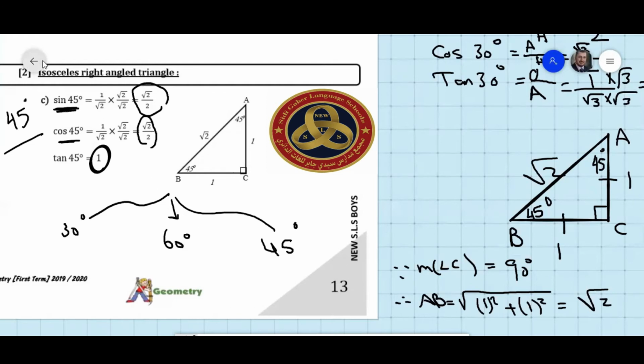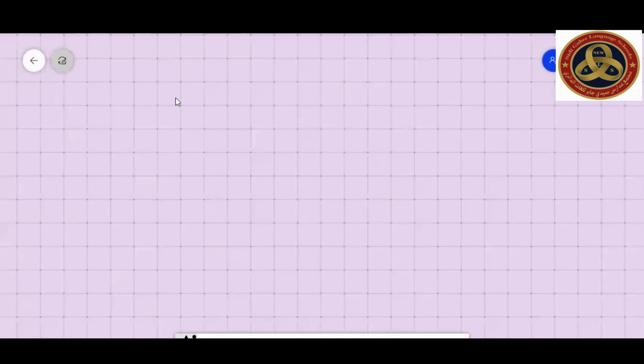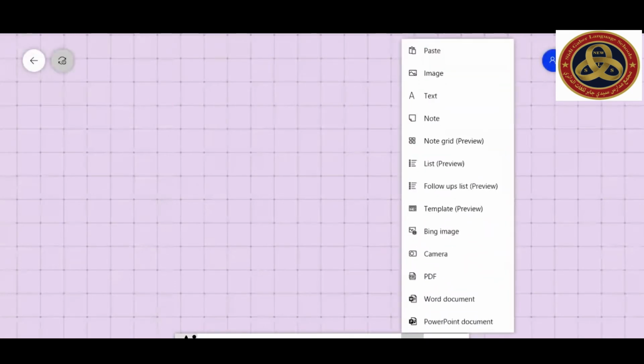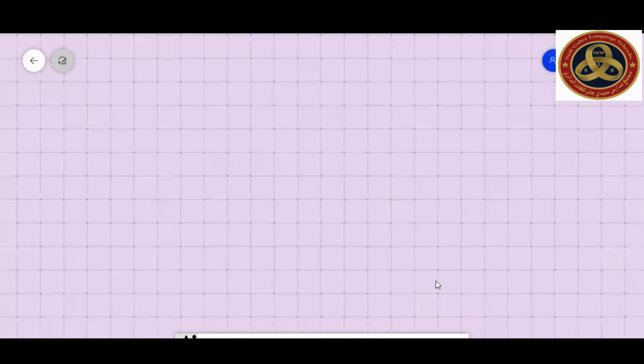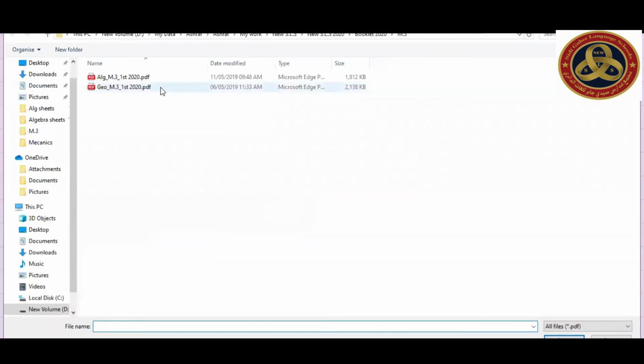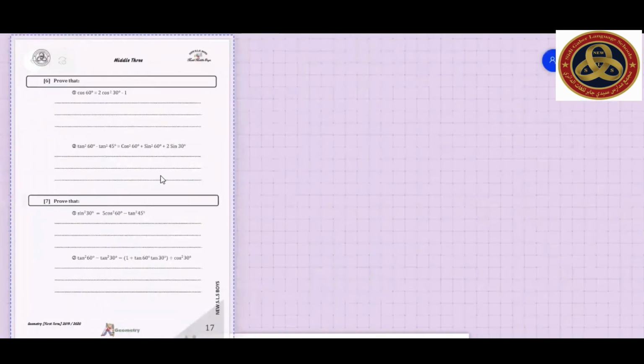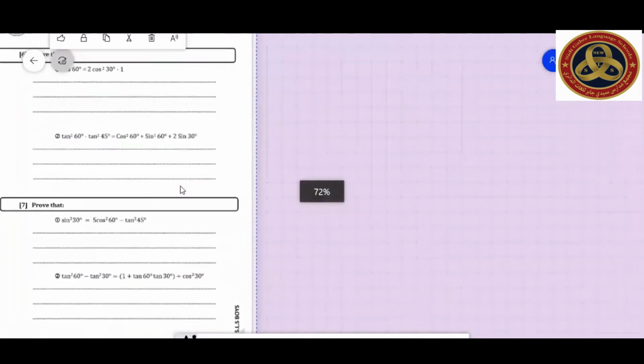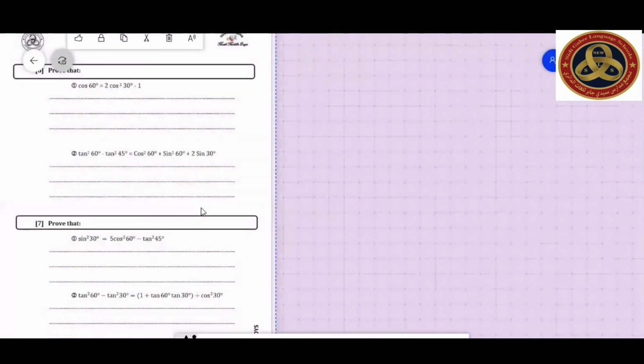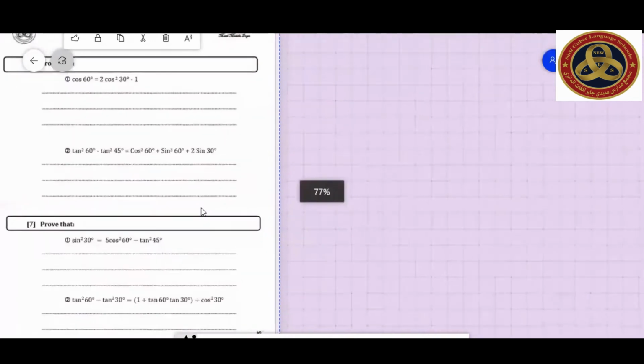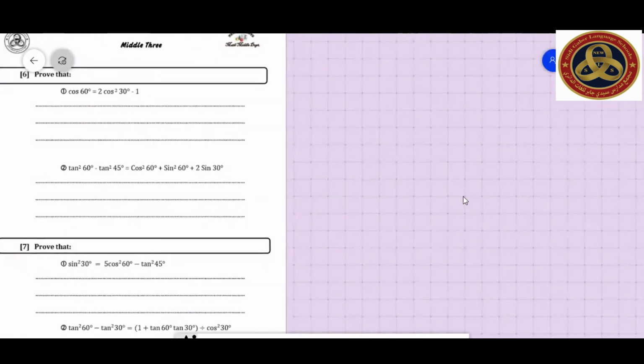How do we solve some problems? You can open your booklet. We have started this lesson on page 13. Open your booklet, page 17. We will try to solve some problems on this part. Example 6. He asked me to prove that cosine 60 equals 2 cosine 30 power 2 minus 1.